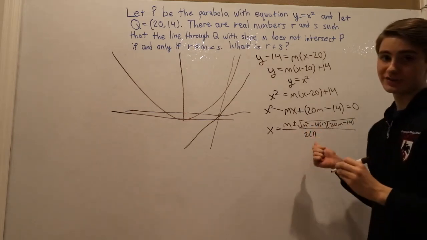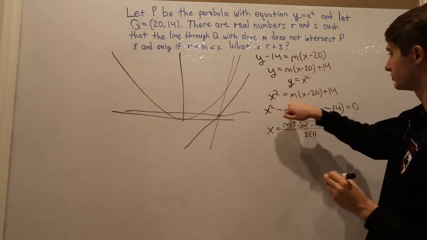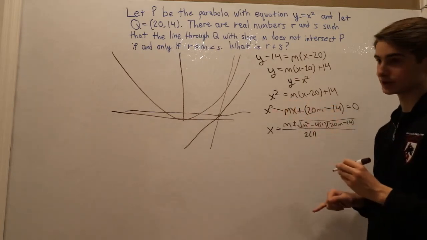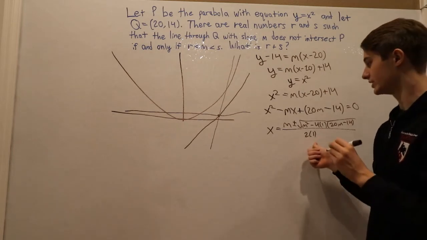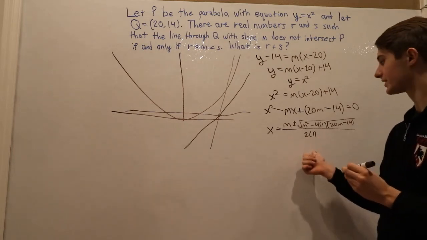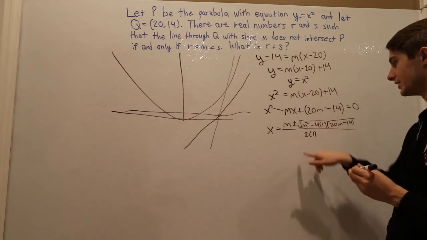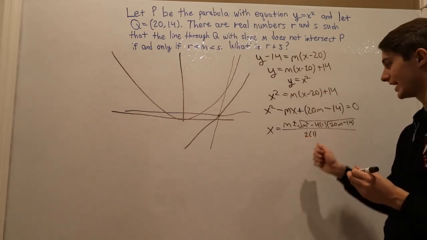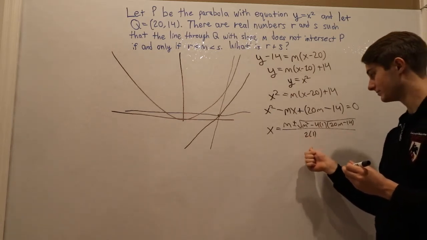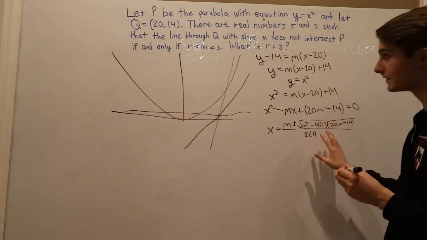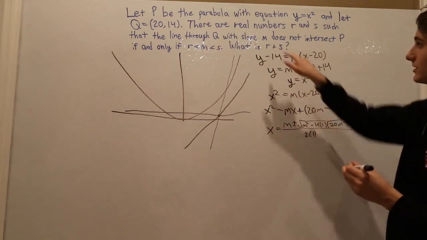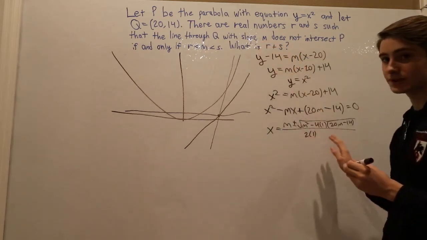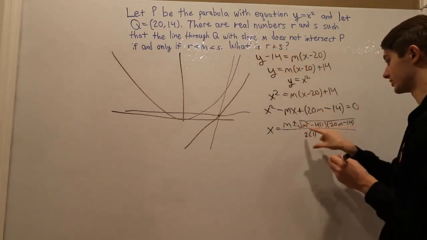Now, if these curves intersect, then we know that this equation has to have a solution, which means that the numbers that we get on the right side of the equation have to be real numbers. If the curves don't intersect, then this part of the equation has to be imaginary in some part. There has to be an imaginary part. M over 2 is always going to be real because m is a slope. So the only part that could be imaginary is this square root part.